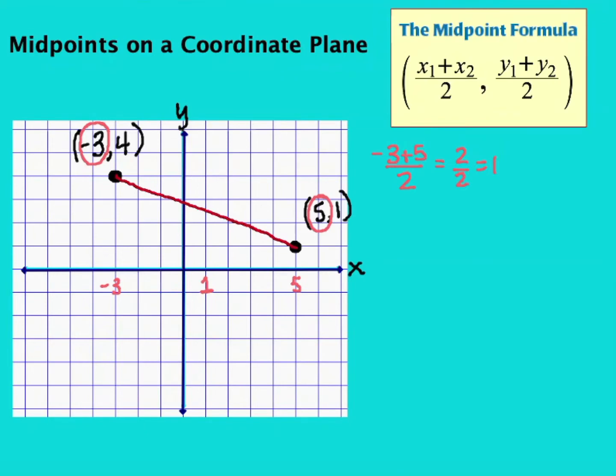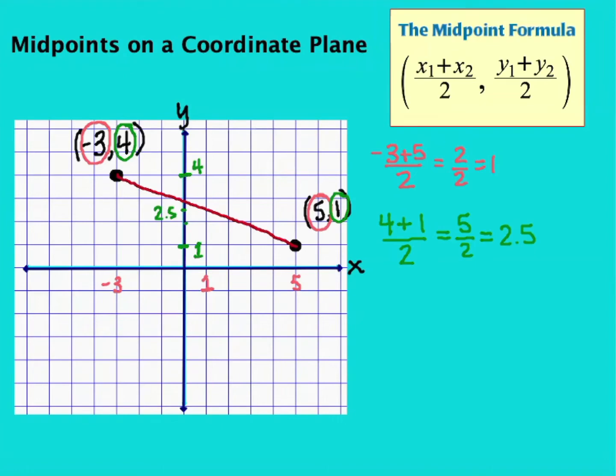Let's try that with the y coordinates. I've got a 4 here, and I've got a 1 here. So I've got a 4 on the y-axis, and I've got a 1 on the y-axis. What is right between 4 and 1? And if you want to use the math to figure that out, we're just going to average them. We add those together, 4 plus 1, and divide by 2. We get 5 divided by 2, and that's 2.5. So the halfway point here would be 2.5.